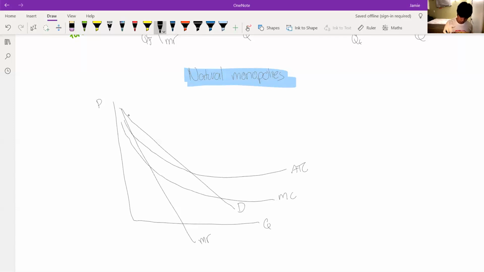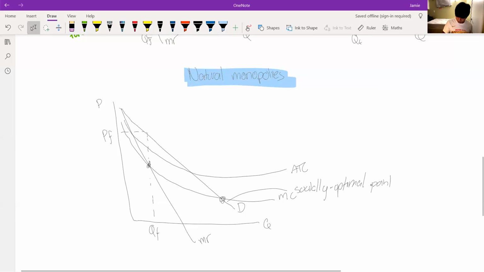But first, let's try to figure out this natural monopoly graph. MR is equal to MC, so they're going to produce here at QF. They're going to charge a price PF. Where demand is equal to MC, this is called the socially optimal point in the economy, and the price corresponding to that would be the socially optimal price. This is called the fair return price.